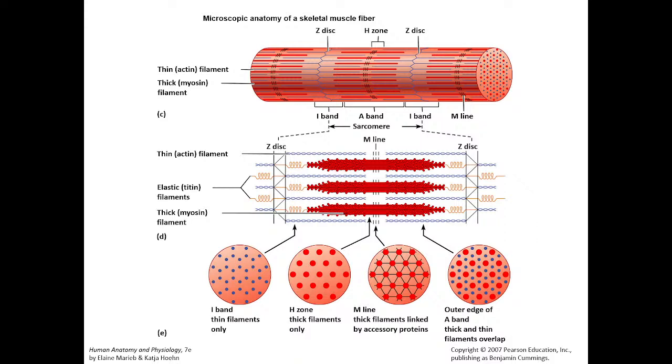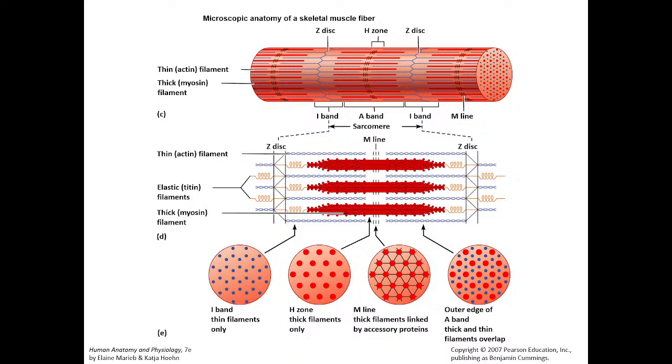So again, here we are going to see that again. Can you appreciate this red line, the thicker line? This is the thick filament, the myosin filament. Now, in between these thick filaments, can you see these lighter lines? These are the thin filaments, the actin filaments.